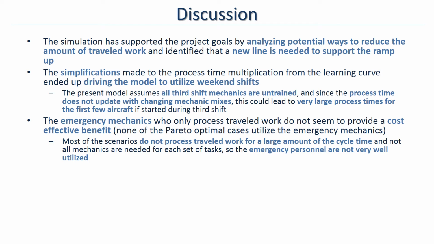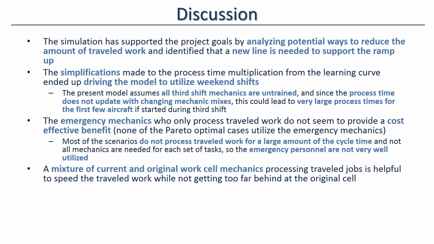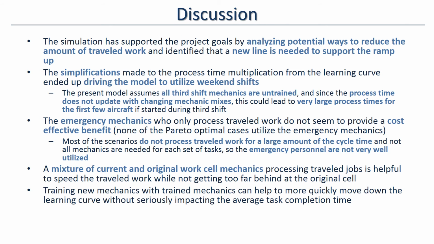The emergency mechanics don't seem to provide a cost-effective benefit, because they're not utilized very highly. A mixture of current and original work cell mechanics processing traveled jobs could help speed traveled work, while not getting too far behind on the original cell, and training new mechanics alongside the already trained mechanics really helps us move down the learning curve more quickly while not incurring huge process time increases during training.